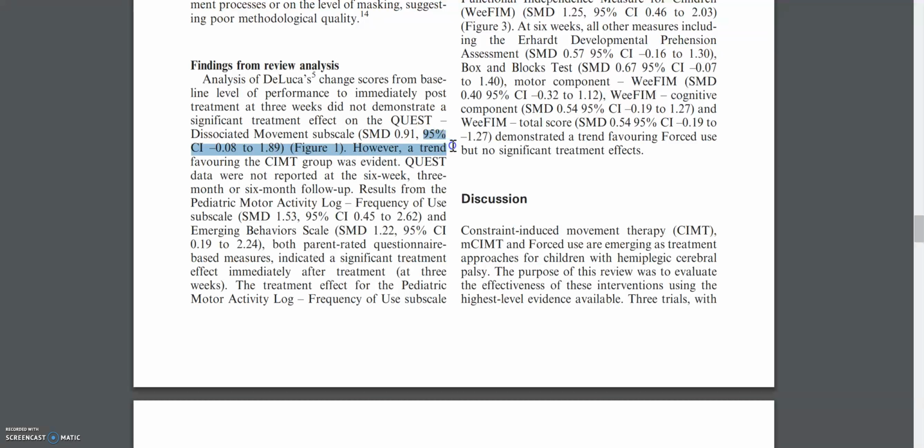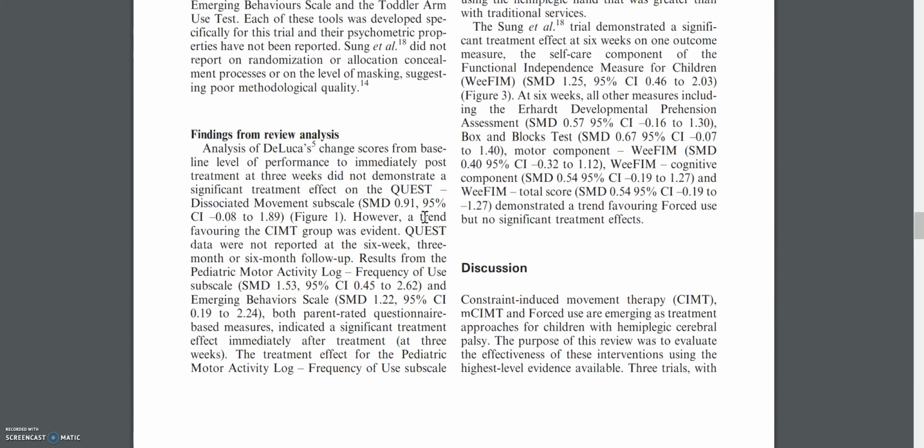Now, you're used to seeing this 95% because that's the confidence interval that they're basing it on. What's the range of where this data fits? This 0.91, the real number, will fit within this confidence interval range. Okay, so that's what they're reporting for each of the comparisons that they're using within their analysis: standard mean deviation, and then a confidence interval.